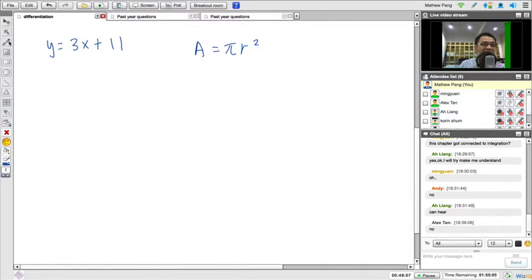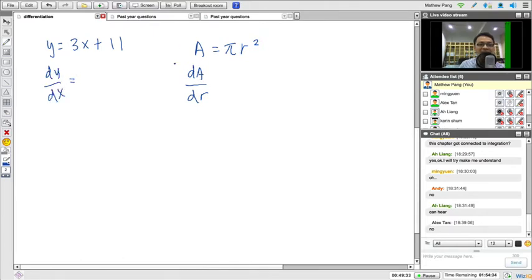But in this case, we are actually differentiating A toward r, right? So this one we call dA dr. Alright, please remember this one. Not all the time is it dy dx. You have to see what your subject is here and what your variable is here. So in this case, I differentiate y toward x.